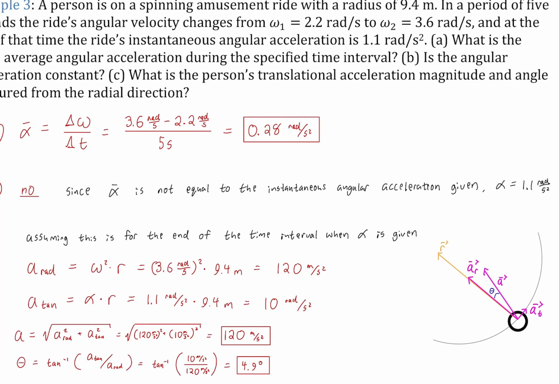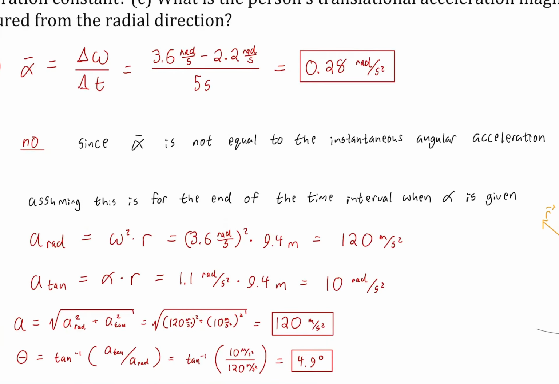And to find the angle, we'll use inverse tangent because it's opposite over adjacent. So the opposite is the tangential component. The adjacent, I'll zoom in a bit here, is the radial component. And so there's just going to be 10 over 120. All right, the units cancel out, and we take tangent inverse of that, and we get 4.9 degrees. All right. Now, could I give that in radians? Sure. I think it's easier to visualize degrees. So I would always give this type of angle in degrees.